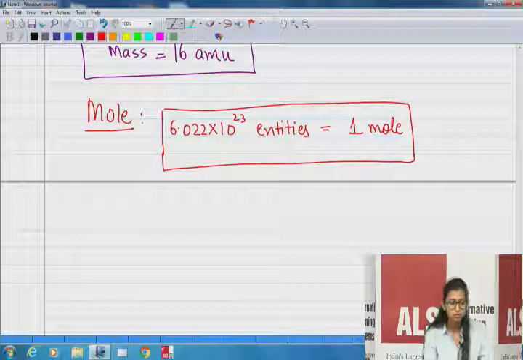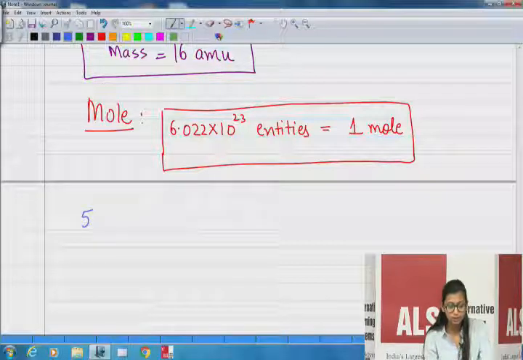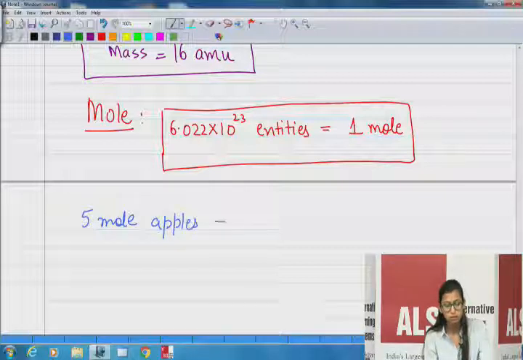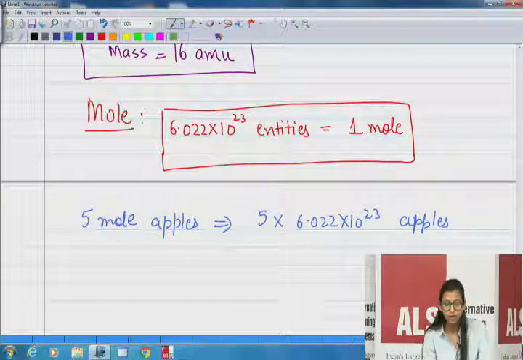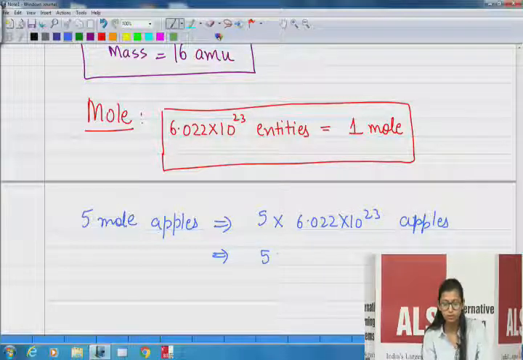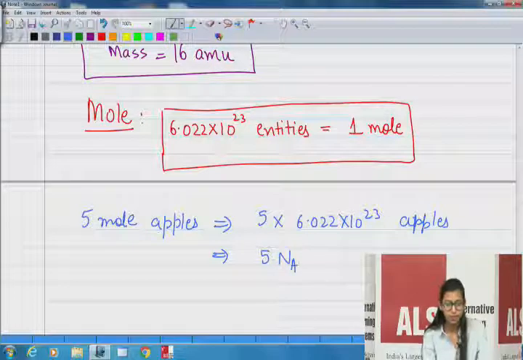So, I am simply writing here so that you people will get comfortable. Let's say I am writing I have 5 mole apples. What does that mean? How many apples do I have? 5 into 6.022 into 10 to the power 23 apples I have. Or there is one more way of notation, everyone. You can write it as 5 Na. Na is the short form like this. Okay.